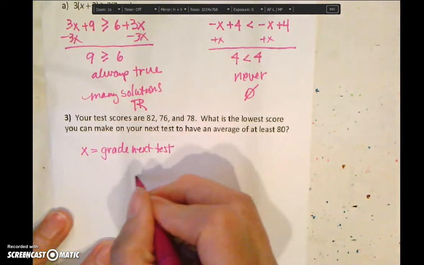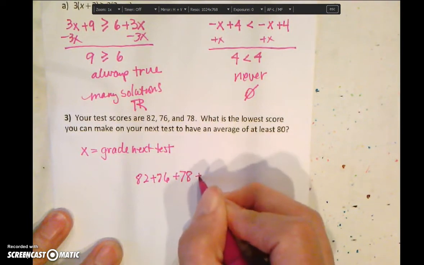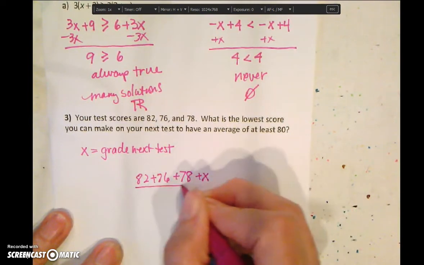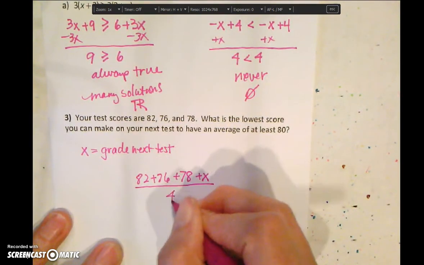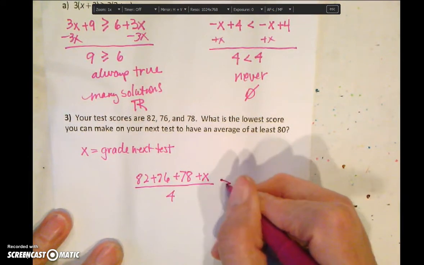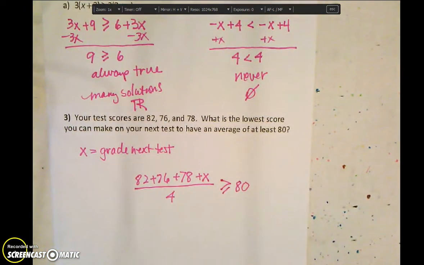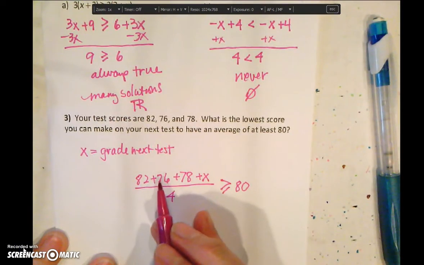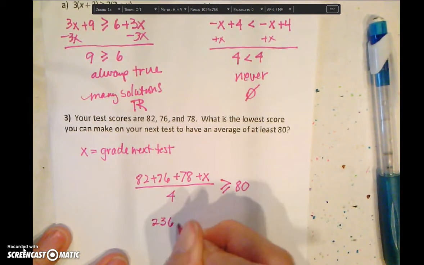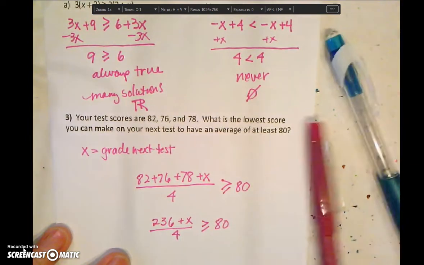And then we'll say that if we add up 82 plus 76 plus 78 plus x, so if I add up my new grade, I want that, and I divide it by, now I have 4 grades, so I'm going to divide it by 4. I want my average to be at least 80, and that's going to be greater than or equal to 80. So we'll need to add 82 plus 76 plus 78, and we'll get 236 plus x over 4. That's got to be greater than or equal to 80.